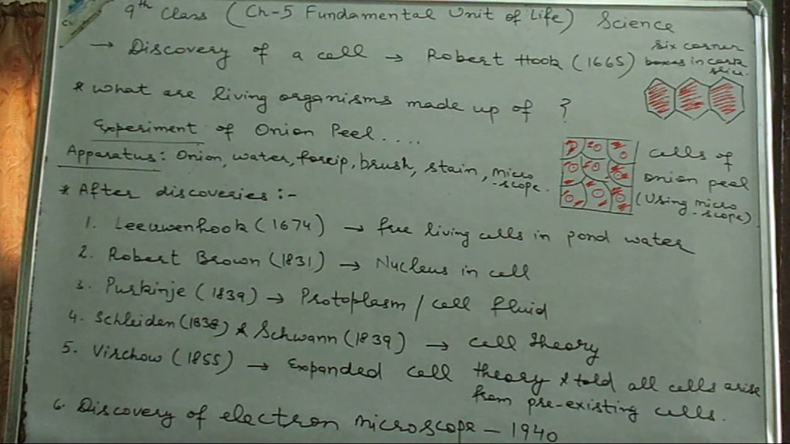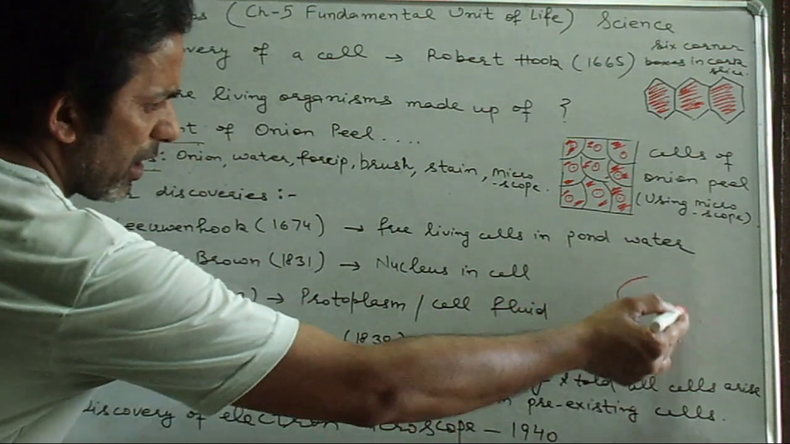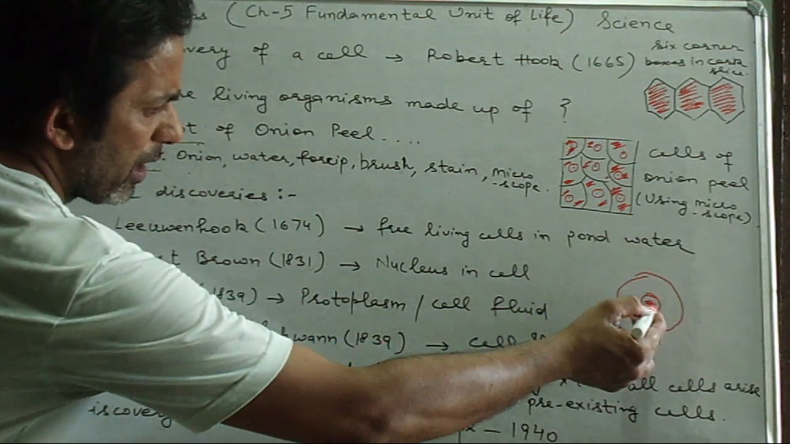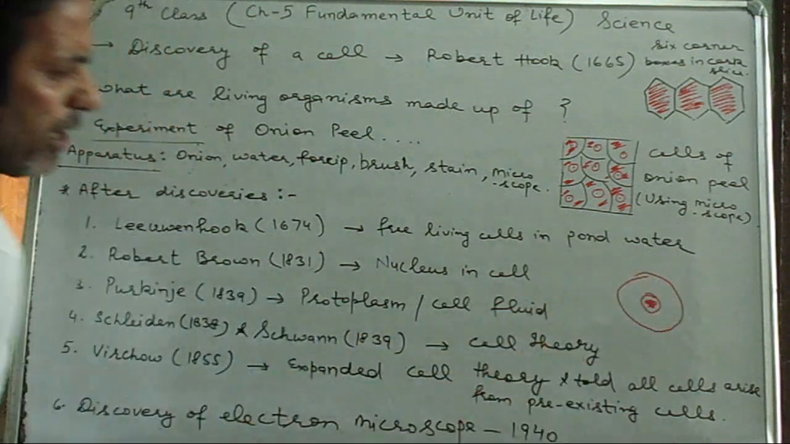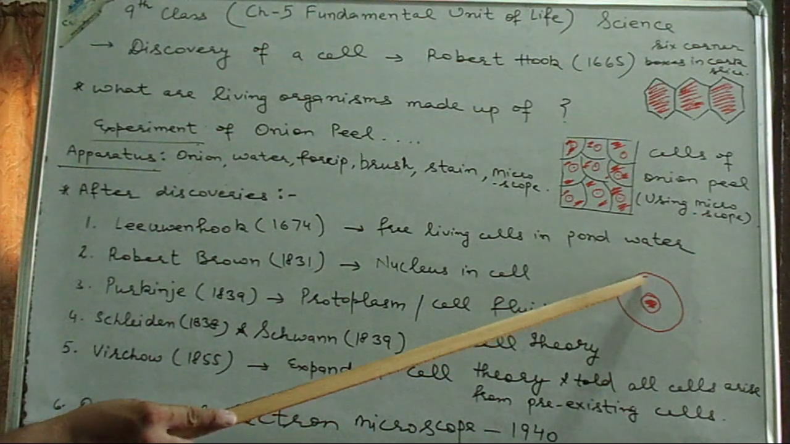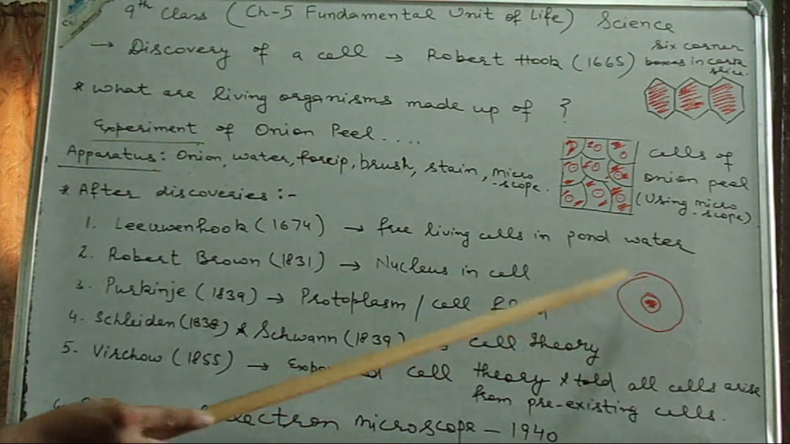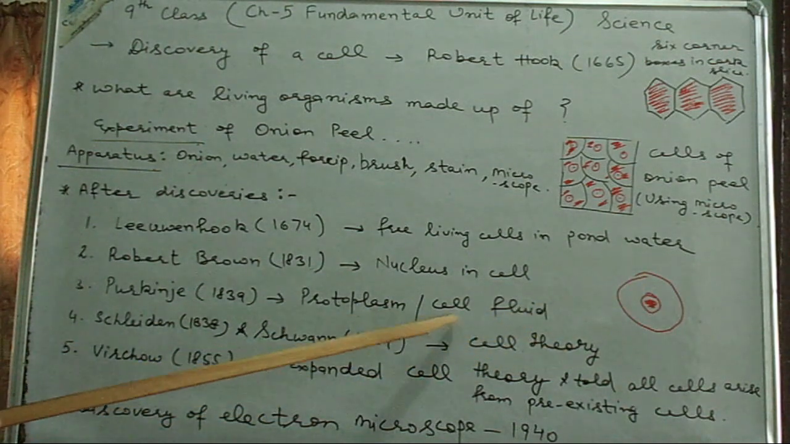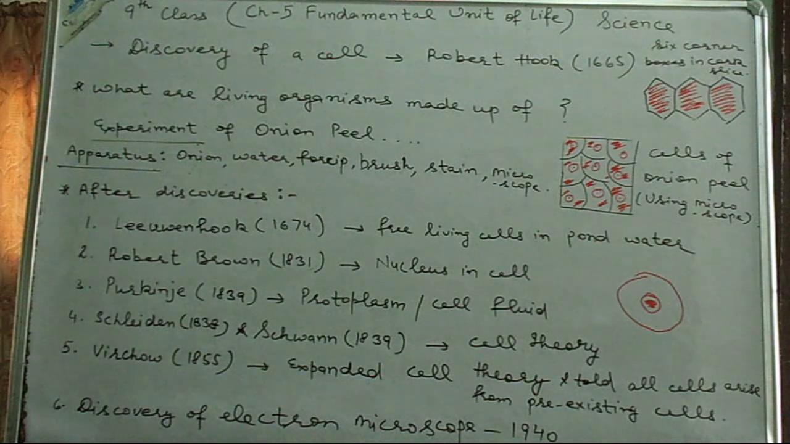If you look at the simple structure of the cell, there are three things in a cell. In the center there is a nucleus, outside there is a plasma membrane, and in between, the space is filled with protoplasm, which is called cell fluid. Purkinje first found it in the cell. It may be a question for you, so you have to learn these names also.